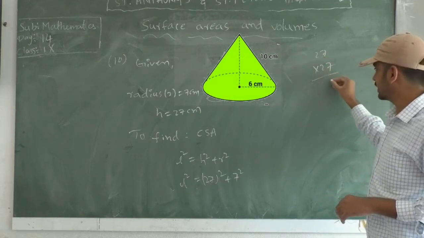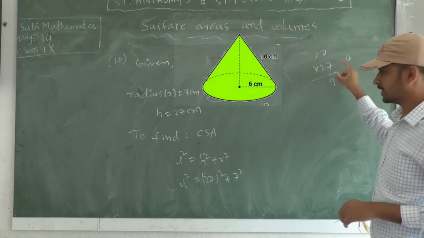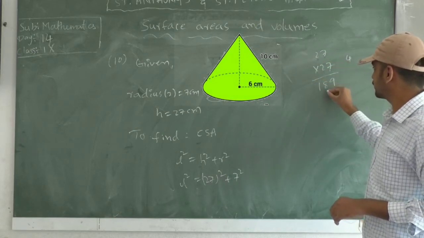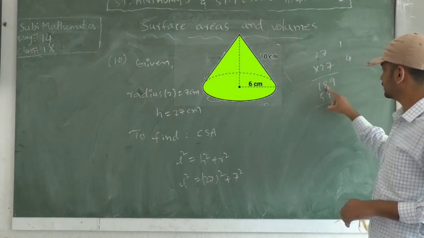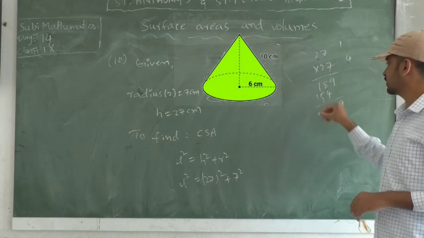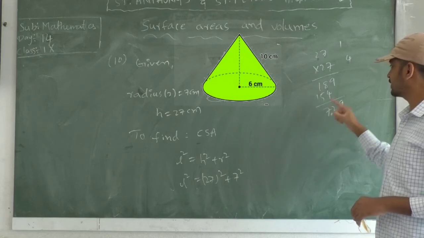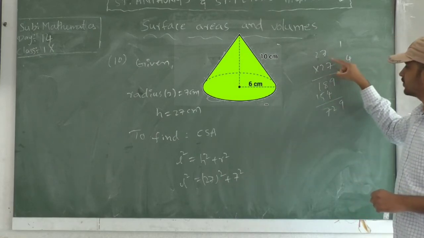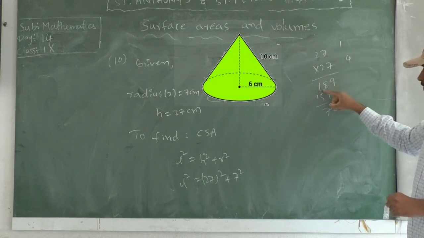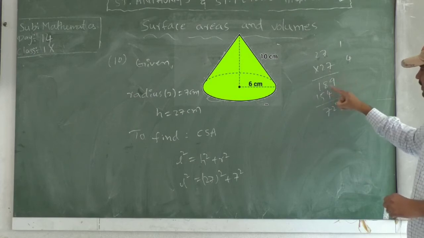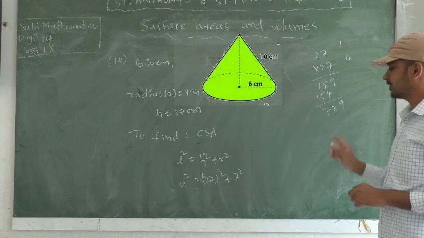7 7s are 49, 4 7s are 28 plus 4, 32. 7 2s are 14, 4 2s are 8, 189. Next, 54, that is 6 plus 1, so 729.